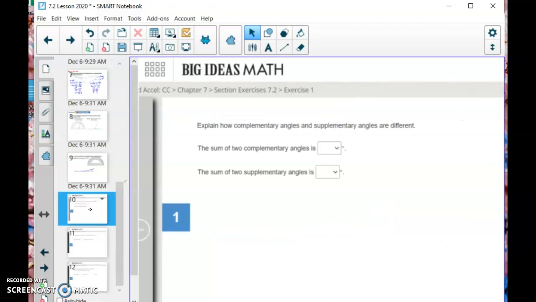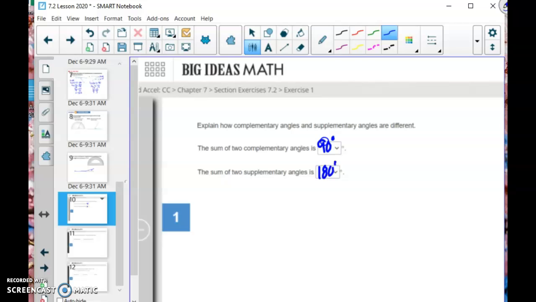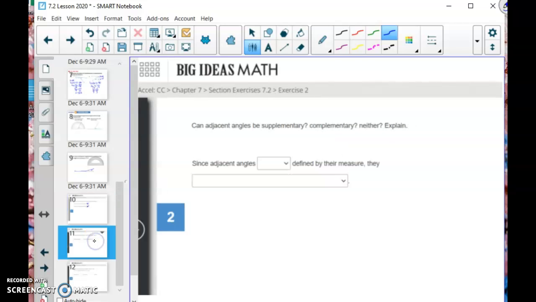All right, to get you started on today's homework assignment, question number 1 in bigideasmath.com says the sum of two complementary angles is, and you should put 90 degrees in there, and the sum of two supplementary angles is 180 degrees is what you should put in there. For the next one, it says, can adjacent angles be complementary, supplementary, or neither? Since adjacent angles are not defined by their measure, they can be supplementary, complementary, or neither.